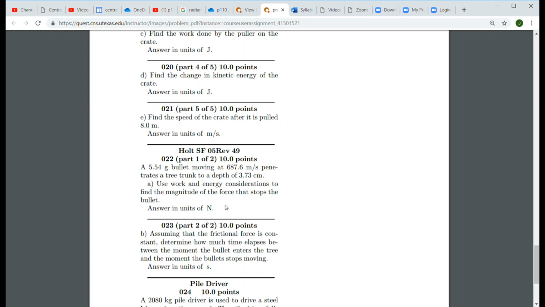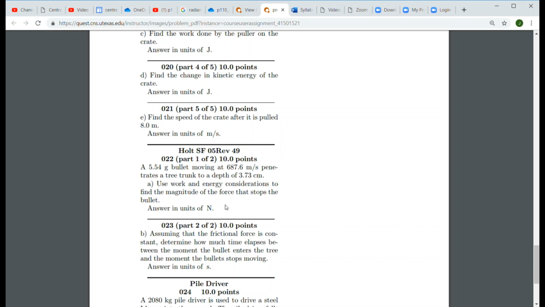Here a bullet is moving very fast, penetrates a tree trunk and goes to a depth of a few centimeters. Use work and energy considerations to find the magnitude of the force that stops the bullet. So we'll assume a constant magnitude force stops the bullet, and we know its final speed is 0, its initial speed is given there, and its mass is given. Change everything to SI units, of course.